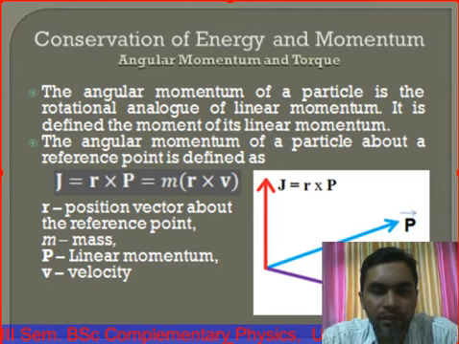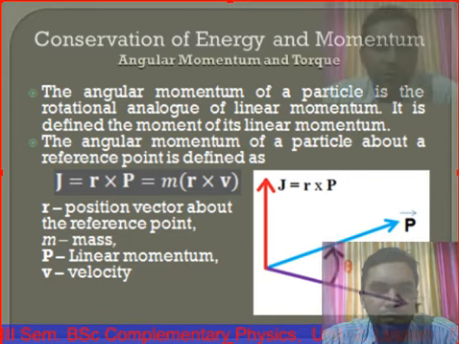So mathematically, linear momentum and angular momentum are related by the definition of angular momentum. The angular momentum may be defined as J is equal to r cross p, where r is the position vector of the particle with respect to some reference point, and p is the linear momentum of that particle, and J is called the angular momentum of that particle with respect to that reference point. So the angular momentum is defined with respect to some reference point. This can be written as m into r cross v, where v is the velocity of the particle.